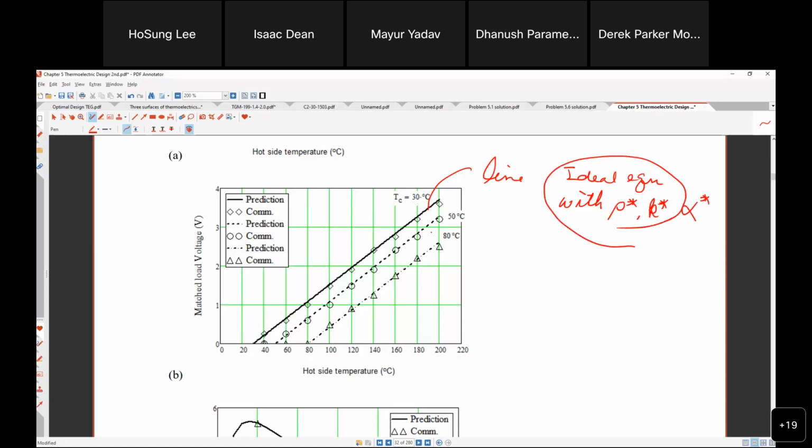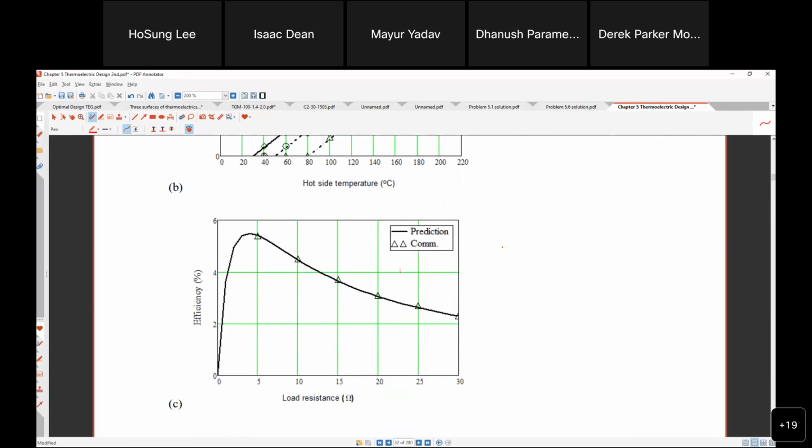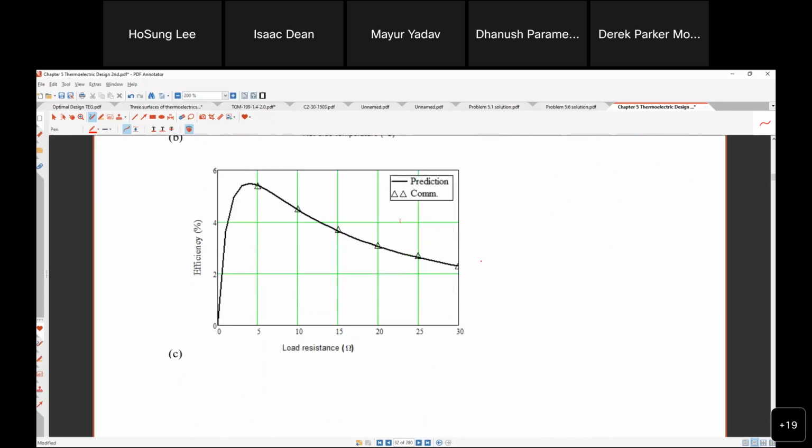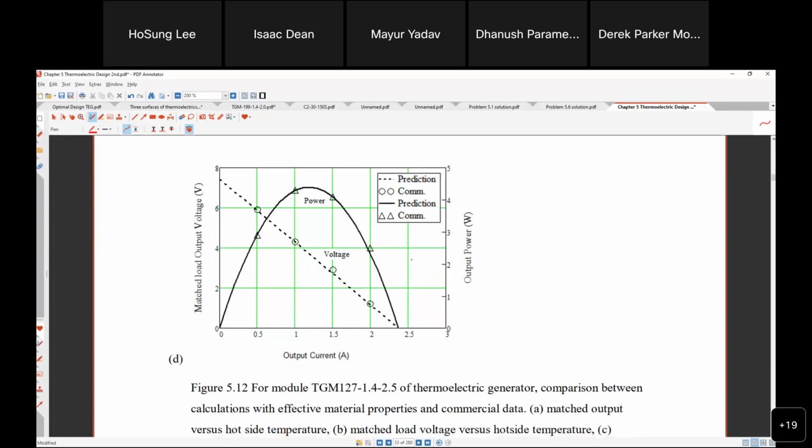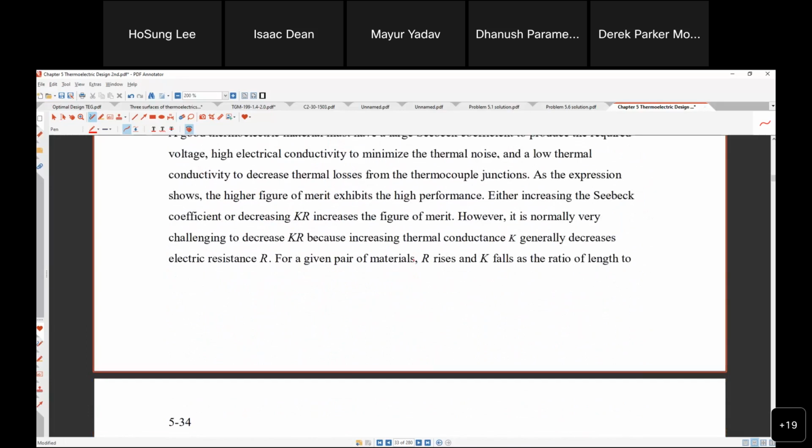The marks are industrial measurements. This is one module, but I compared about four or five, and it's all the same. It's a good agreement. So practically, I think you can use the ideal equation, get the effective material property, and then design whatever you want in real life using the module. So it's practically beneficial. I hope you understand what the effective material property is. I'm moving on.